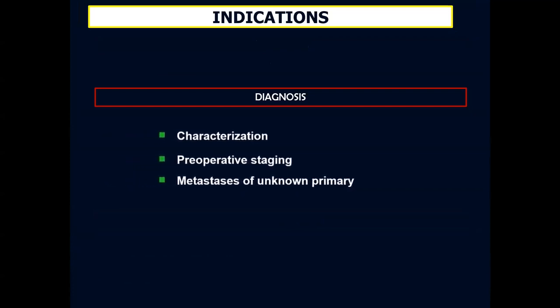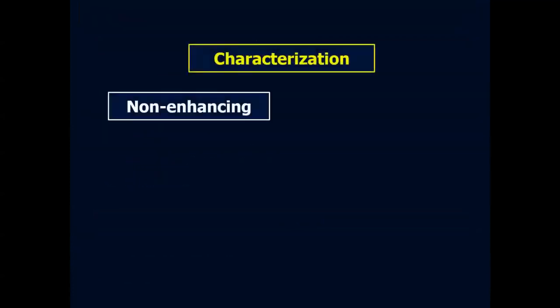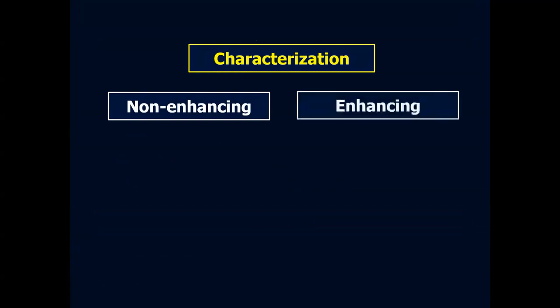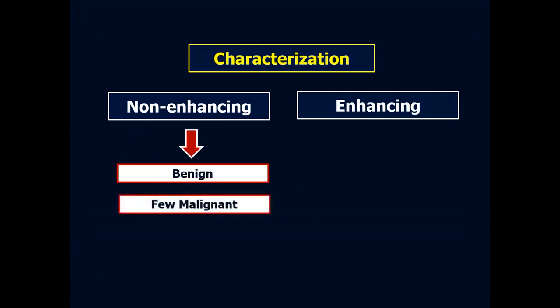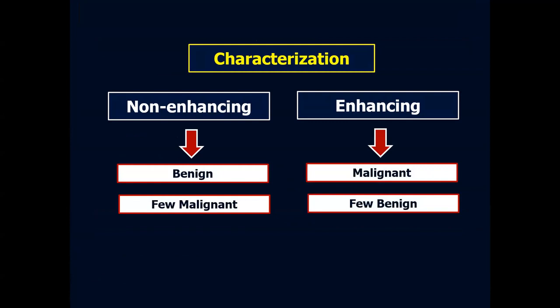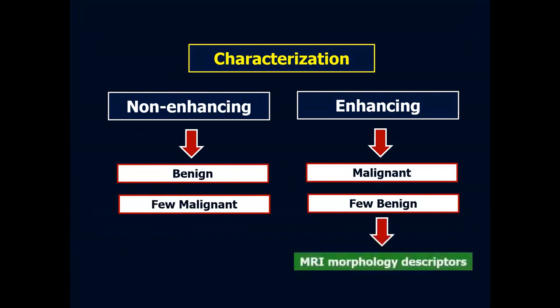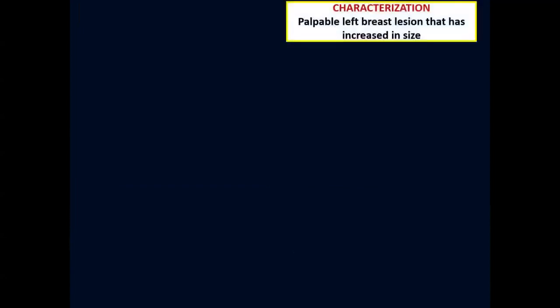And now we move to diagnosis. To characterize breast lesions, we classify them into non-enhancing lesions and enhancing lesions. The non-enhancing lesions are almost always benign, with very few exceptions of malignant lesions which do not show contrast uptake, and these include some low-grade DCIS and invasive lobular carcinoma. And the enhancing lesions are mostly malignant, and we only have a few benign lesions which also show contrast uptake, and therefore to characterize enhancing breast lesions, we should follow the MRI morphology descriptors to be able to differentiate whether they are benign or malignant.